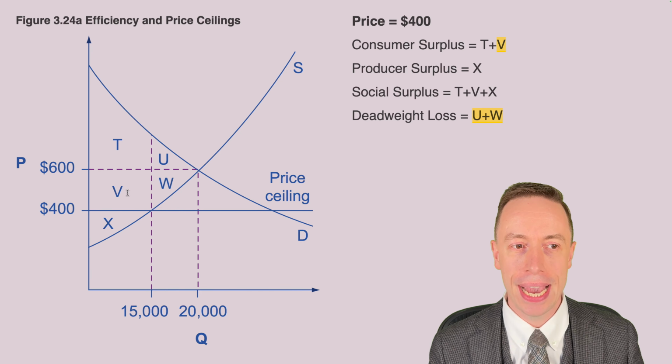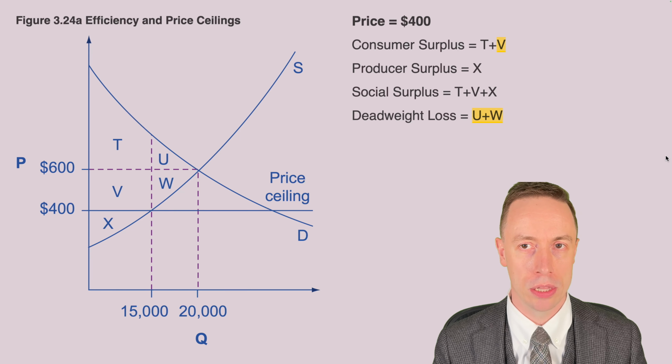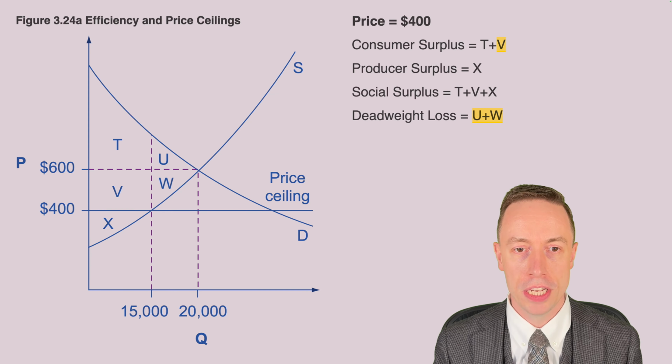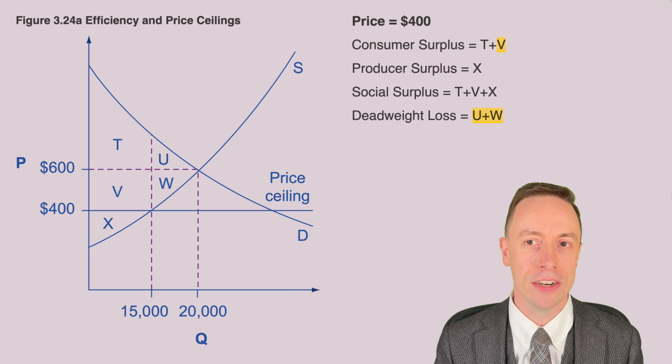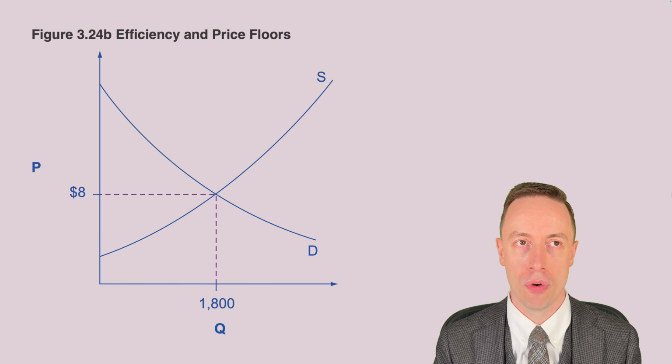Areas changing hands might be losses and gains to specific groups, but not deadweight losses. This means that from an economic perspective, this price ceiling introduces an inefficiency. Next, let's have the same discussion for a price floor.